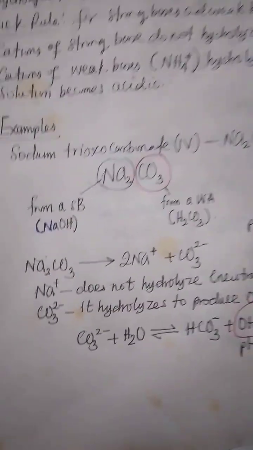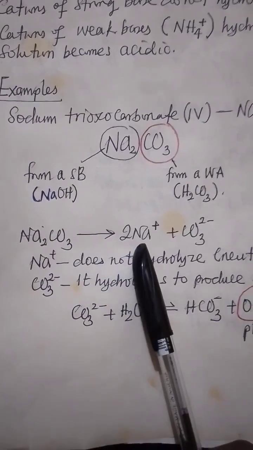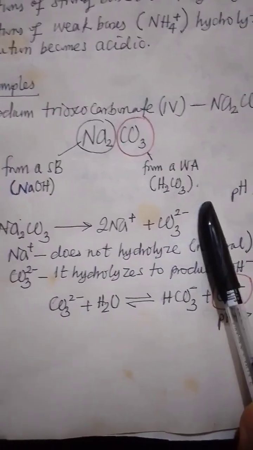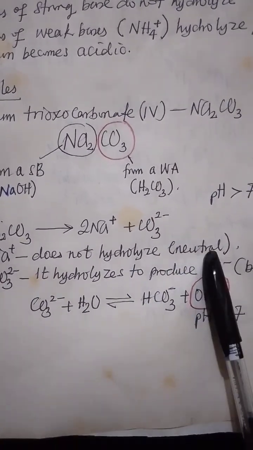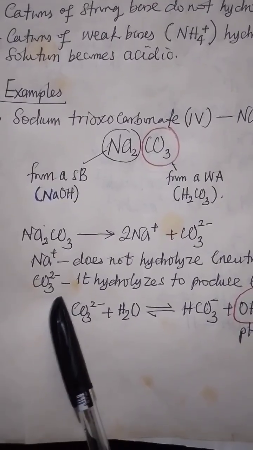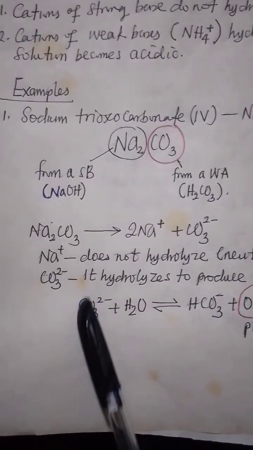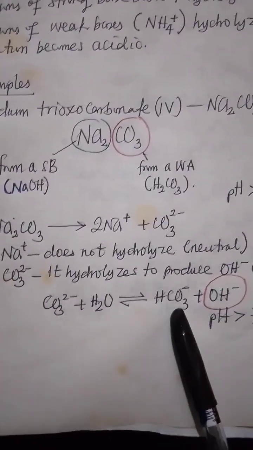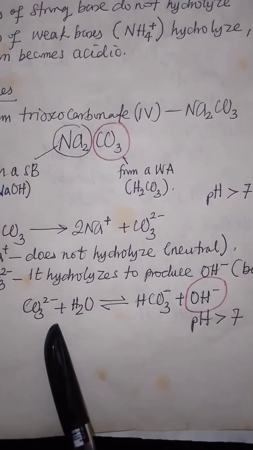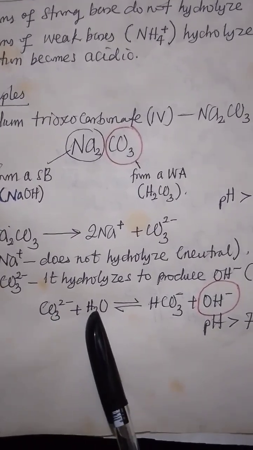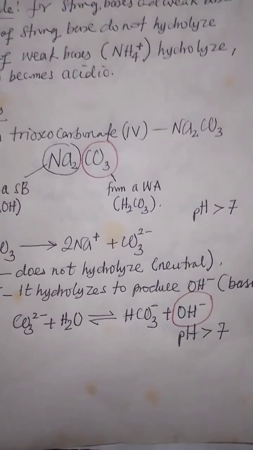Looking at it from another angle, if this dissociates, it's going to give you Na plus and CO3 2 minus. So Na plus does not hydrolyze, so it's neutral. CO3 hydrolyzes to produce OH minus, that's basic. Let's look at it. CO3 2 minus plus water will give you this and OH minus. So it accepts a proton to produce OH minus, which is basic. So the pH is greater than 7.